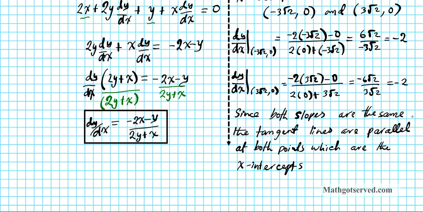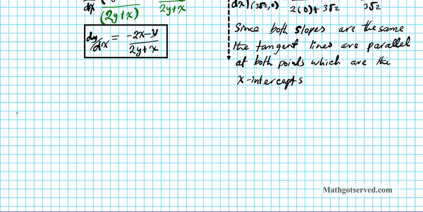All right, let's shift attention to part C. In that part, we're asked to find the points where we have vertical and horizontal tangent lines. Let's start off by finding out the points where we have vertical tangent lines. Okay, so let's write down the title, vertical tangent lines.